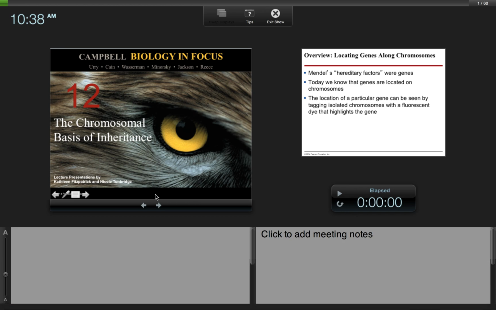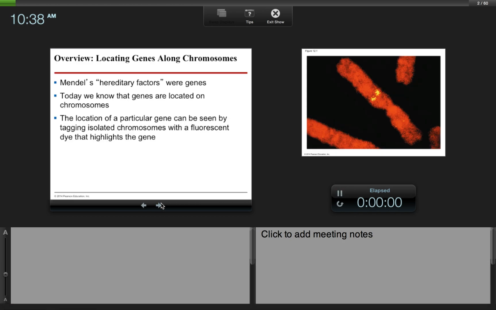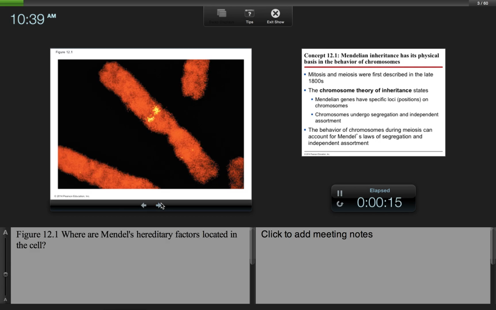Okay, chapter 12, chromosomal basis of inheritance. Mendel's hereditary factors were genes. Today we know that genes are located on chromosomes. The location of a particular gene can be seen by tagging isolated chromosomes with a fluorescent dye that highlights the gene, like so.